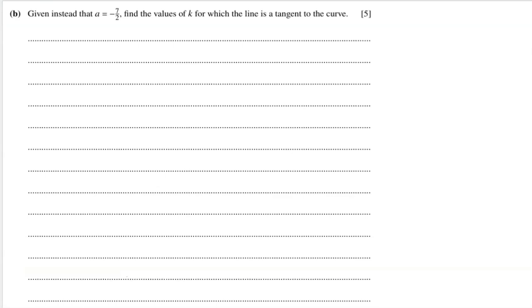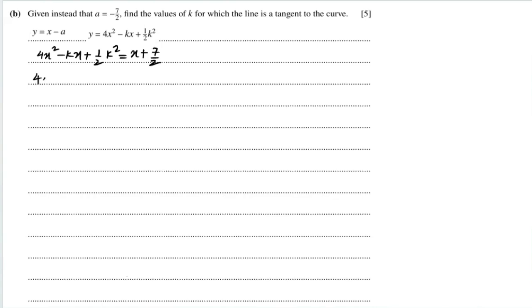Given instead a is negative 7 over 2, find the values of k for which the line is tangent to the curve. Okay, so I need the equations from the previous part, which were the linear one, this one, and the non-linear one, which was this one. This time they have given the value of a. When you equate the line and the curve, this looks like 4x squared minus kx plus half k squared equals x minus a. So it's plus 7 over 2.